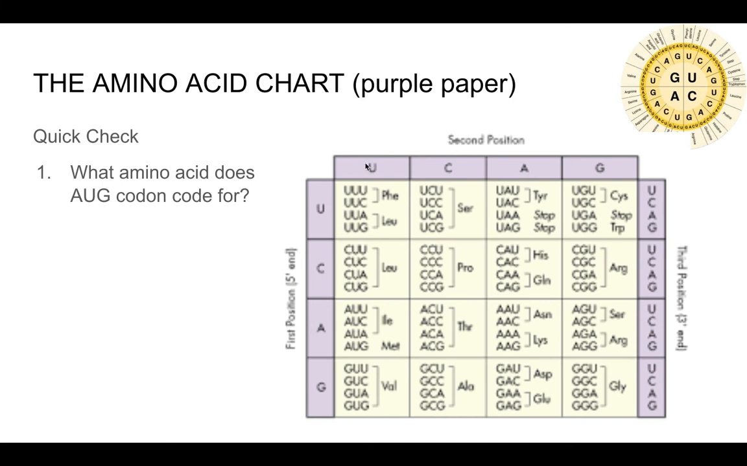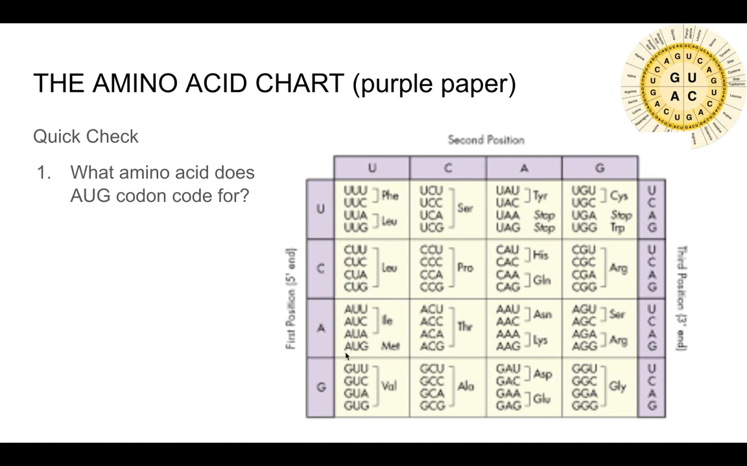So if I draw the A and the U columns together, I get this box. Every codon in this box starts with AU. Then I can either look around in this box or I can use this axis over here to find the last letter and run it across.